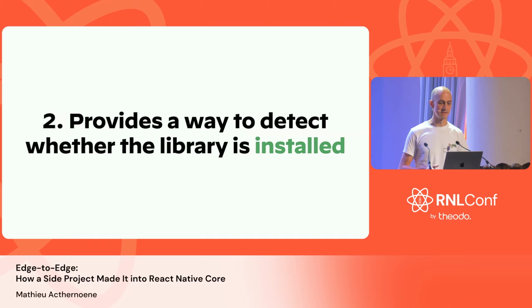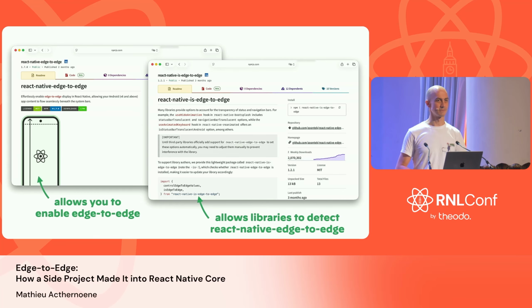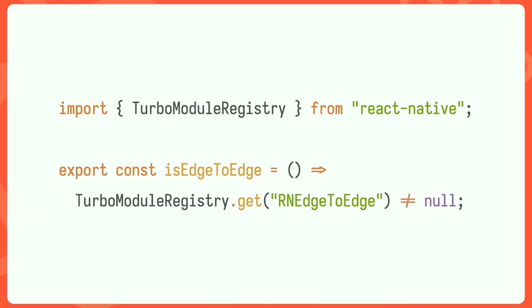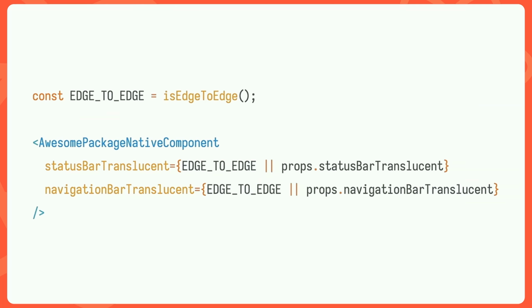Step 2, it's impossible to detect if the app is edge-to-edge, but we can detect the presence of a React Native package, right? So the solution is not one package, it's two: React Native edge-to-edge and React Native is-edge-to-edge, a package that simply detects whether React Native edge-to-edge is installed. Since the detection is very simple, React Native is-edge-to-edge is almost weightless. And this way, it can be used by React Native package authors to add a simple check, for example, to adjust certain props or functions so they don't break your app.